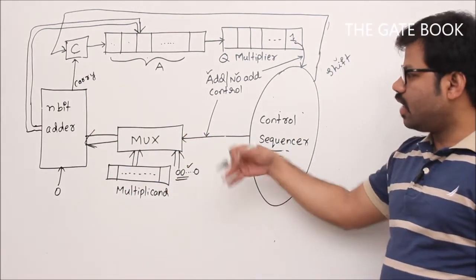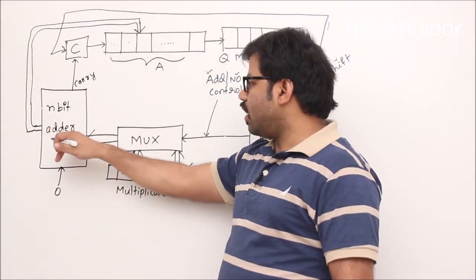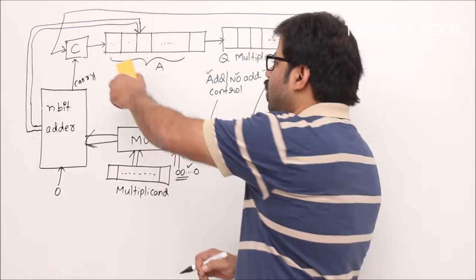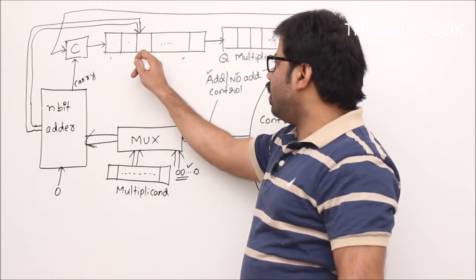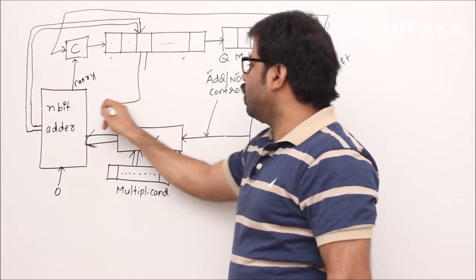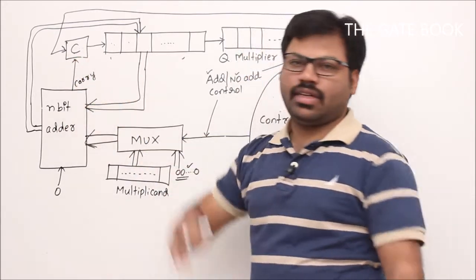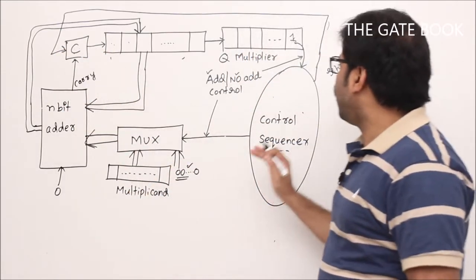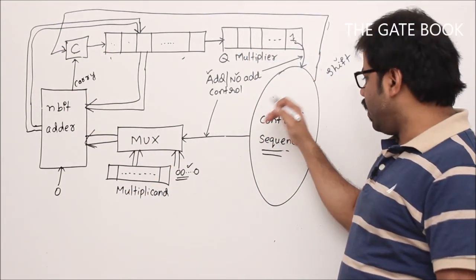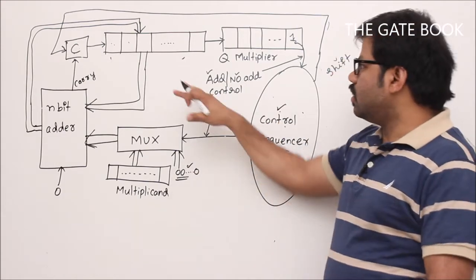That means your control sequencer is going to tell the mux, my dear mux, please send the multiplicand to that adder. Then in the next cycle, probably that n-bit adder will add this. The adder is connected to the multiplicand and this temporary register, like this, so always addition will take place here. Now after that the carry will come, and that carry will go here. Then immediately this shift operation will take place. That's why the control sequencer will be designed in such a way. So this is the idea.